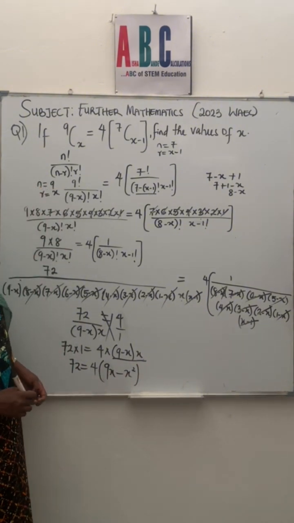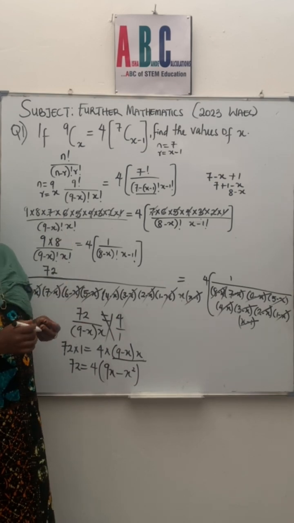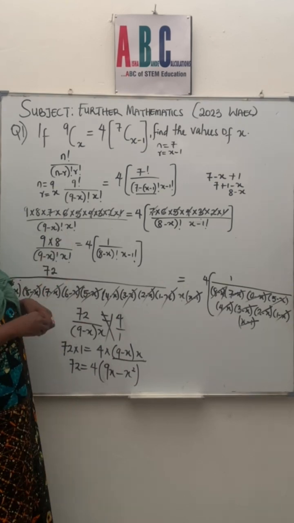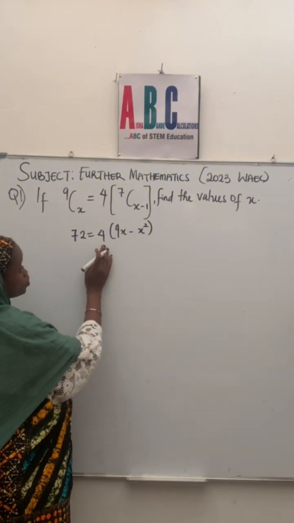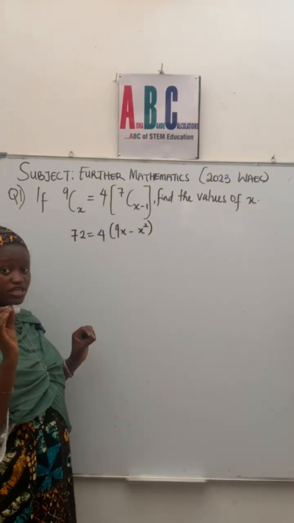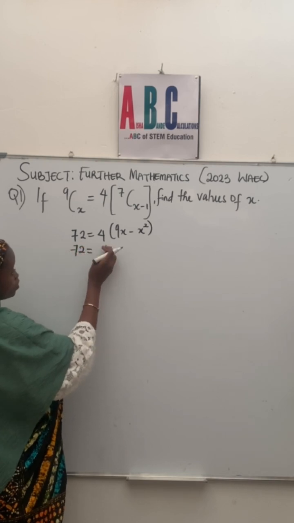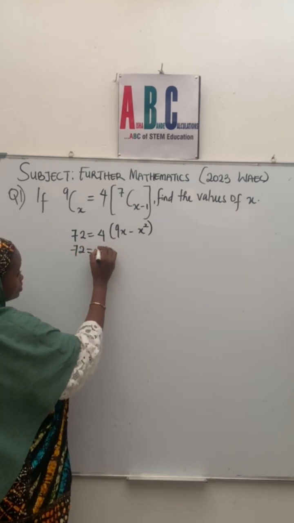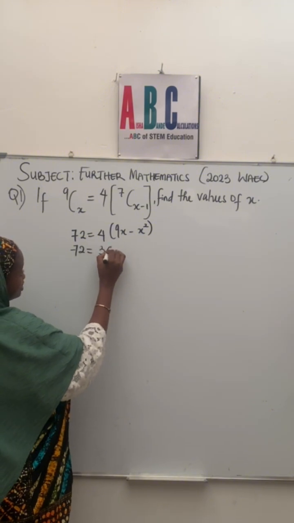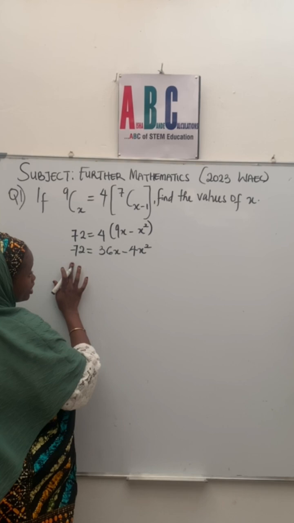Okay, so at this point I will have to clean the top part of the board so as to continue with the solution. So continuing from where we stopped here, we have 72 is equal to 4 open bracket 9x minus x squared. So let's simplify this. This becomes 72 is equal to 4 times 9x here gives us 36x, minus 4 times x squared here gives us 4x squared. So we can collect like terms here.